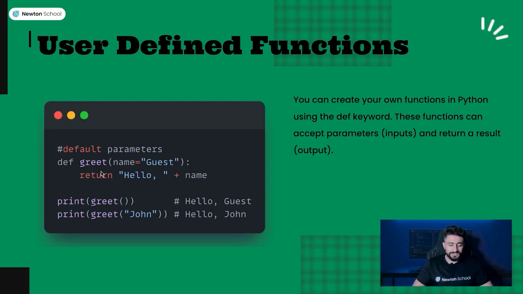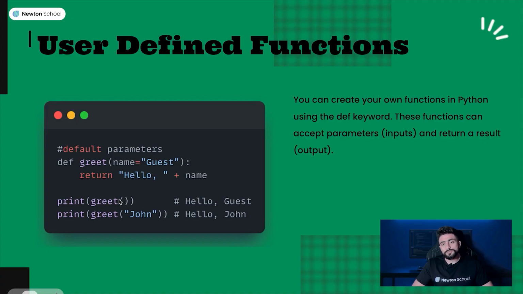Right? Similarly, another function. Here we are talking about another concept called default parameters. For example, here is a greet function which is accepting the argument name, and then it will return hello comma name. So you can call the greet function with John and it will print hello John, right? But what if someone doesn't pass anything?